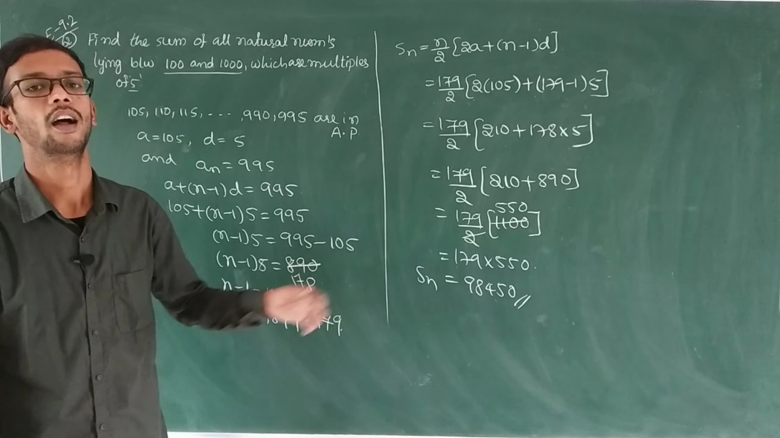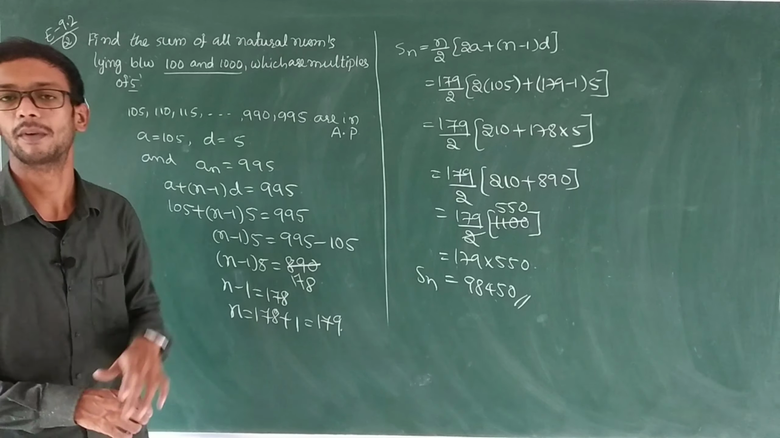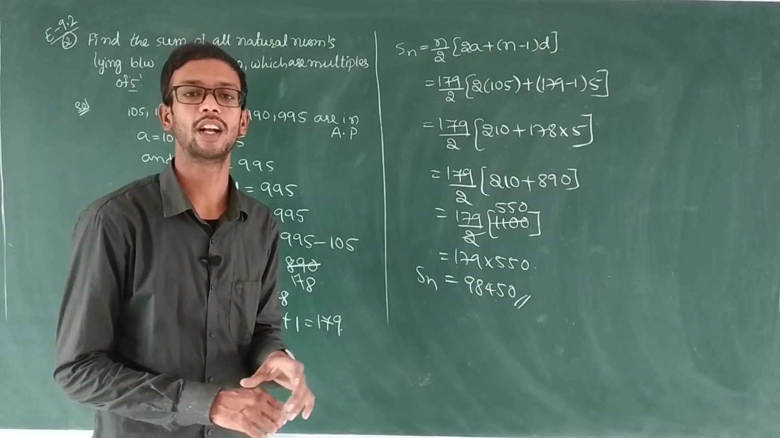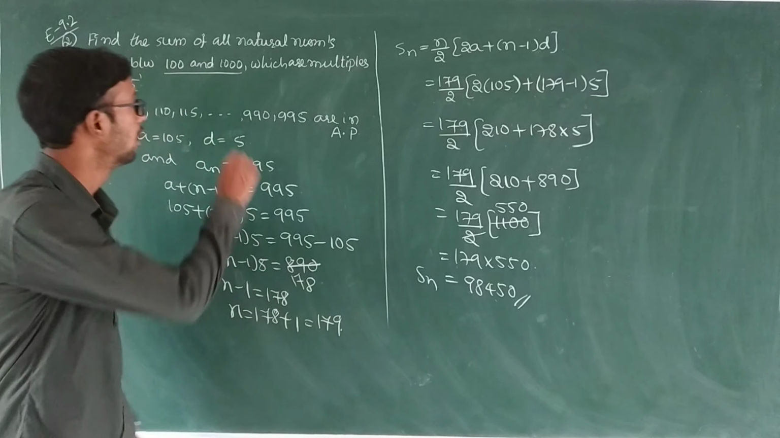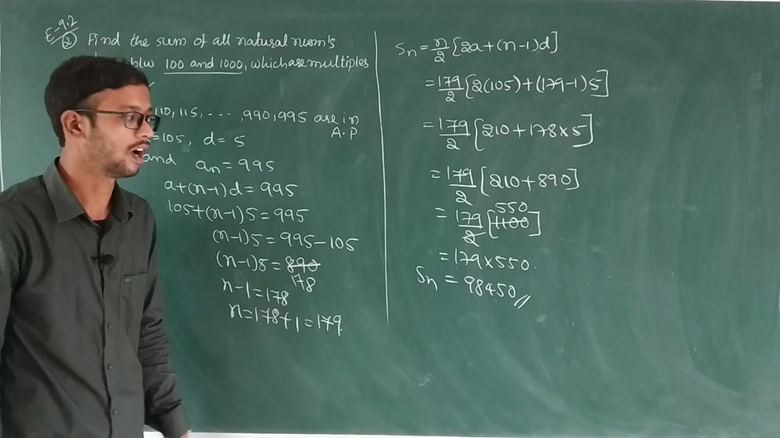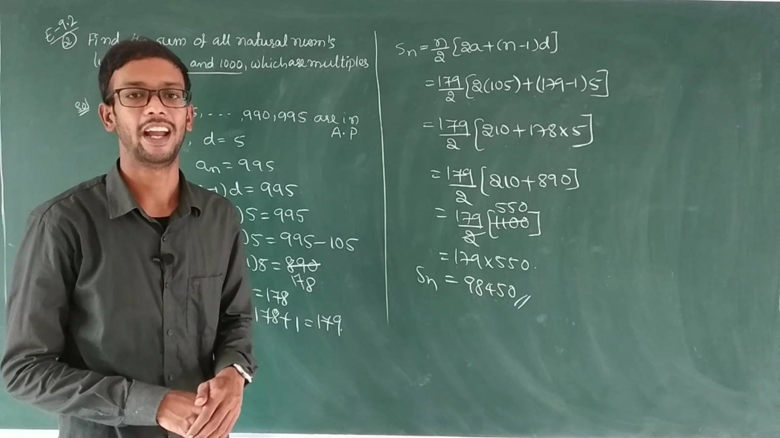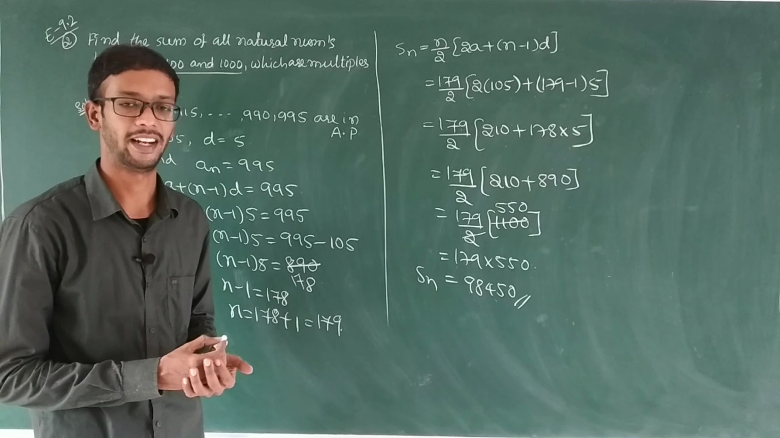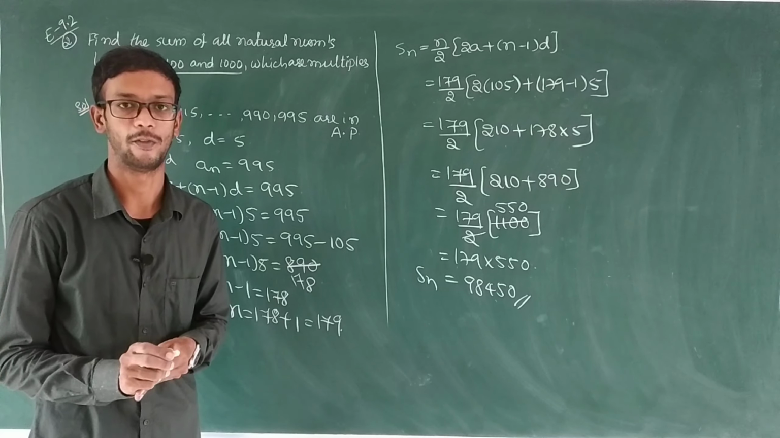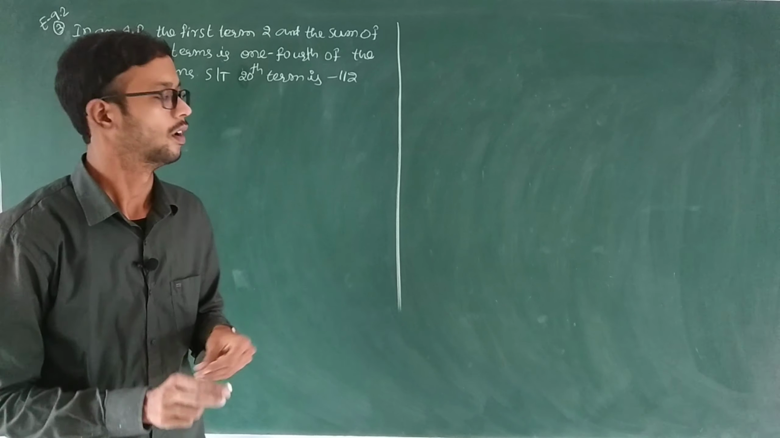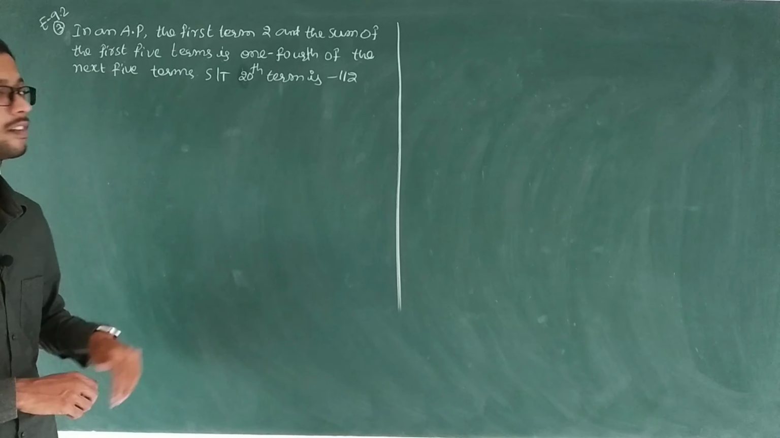So this is the sum of all natural numbers lying between 100 and 1000 which are multiples of 5: 98,450. Next, problem number 3 in the exercise.